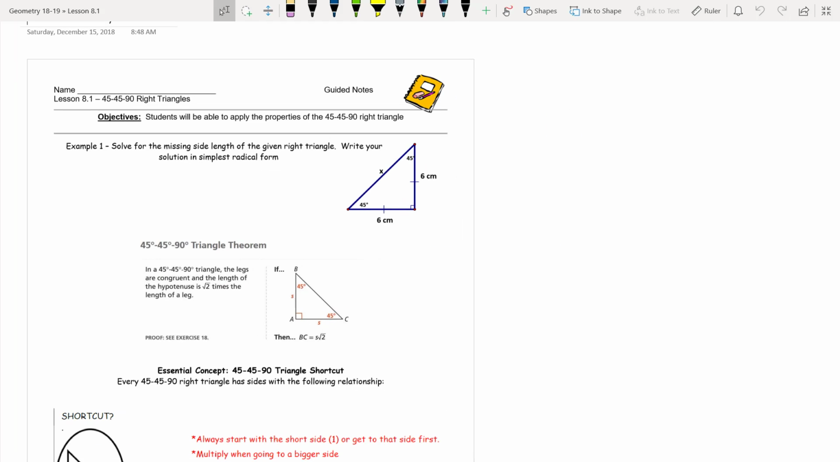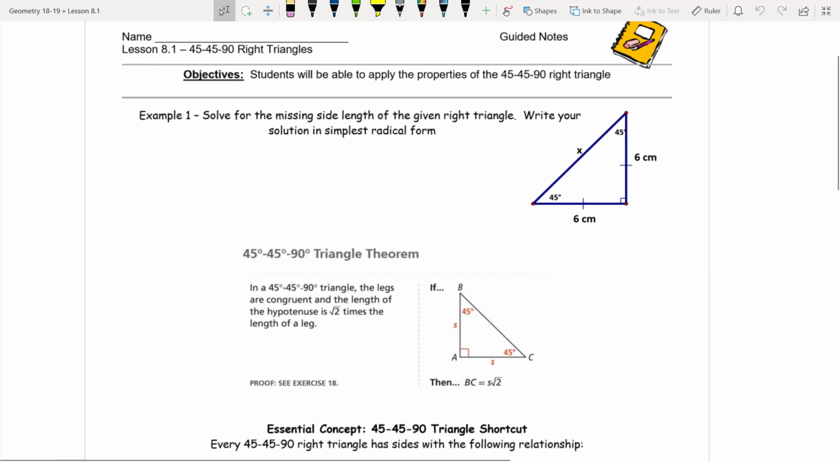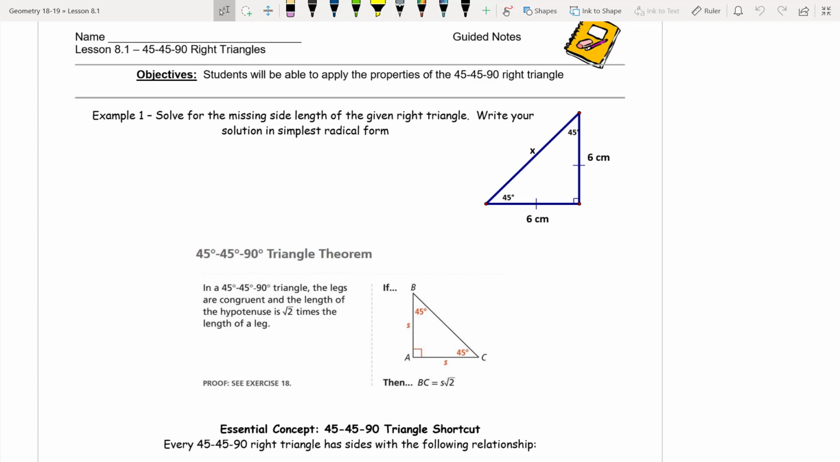Mr. Marone here. So we are in day 2 of lesson 8.1, where we're talking right triangles and looking at side lengths of right triangles. We looked at Pythagorean theorem last, and that's kind of our home base. And now we're going to take a look at what we can do to make our life easier, so we don't have to do Pythagorean theorem every time.